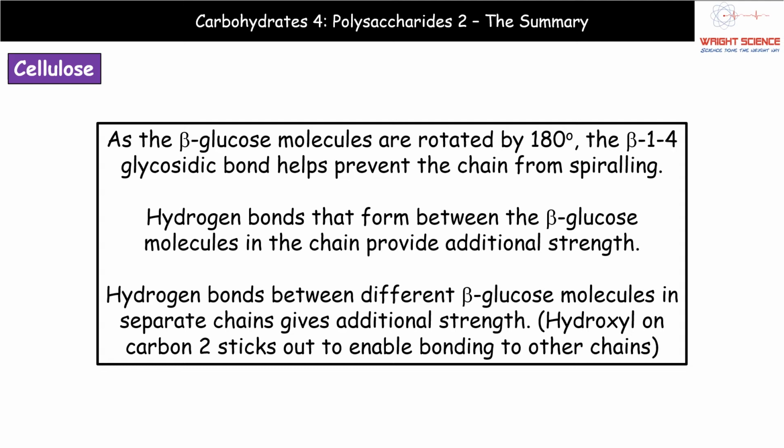We can also get hydrogen bonds forming between different beta glucose molecules in separate chains, and that's going to build in yet more strength. So what we actually have is that hydroxyl group that sticks out from carbon 2, and that's then going to enable that hydrogen bonding to different cellulose chains. So what we can see there is we're getting hydrogen bonds in 2 regions: within the actual chain itself between the individual beta glucose molecules, and hydrogen bonds that form between different beta glucose molecules in different chains. Both of those are going to provide strength to the overall structure.